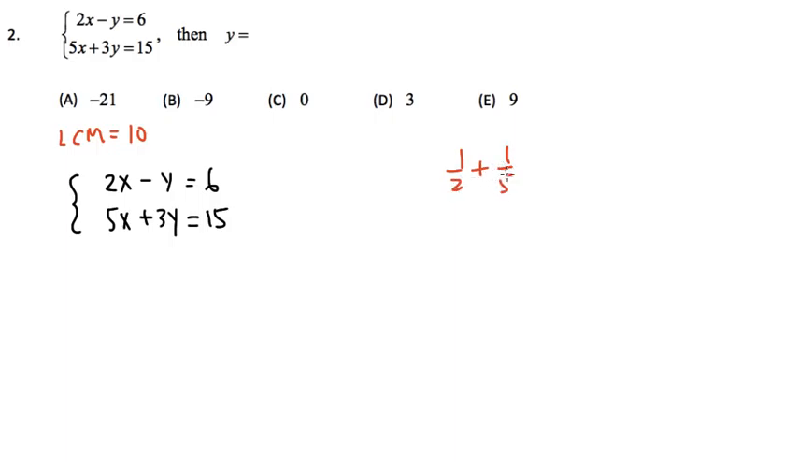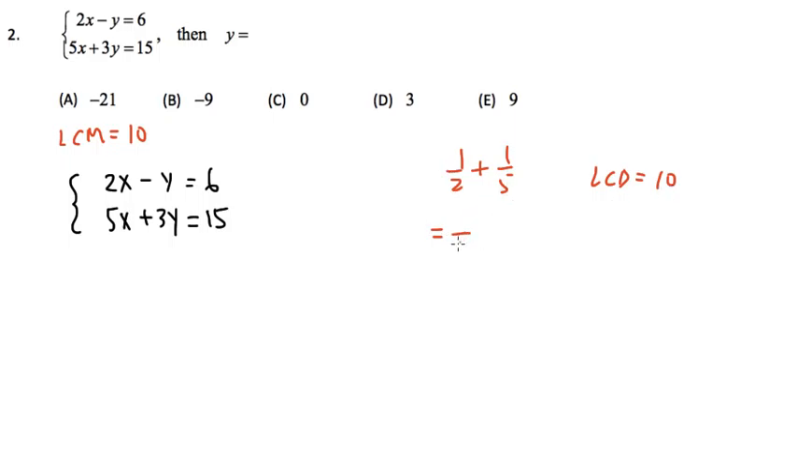Let me just ask you this question on the side. What's 1/2 plus 1/5? What's the first thing that we have to do? We have to get the LCD first, the lowest common denominator, and that's equal to 10, because 2 goes into 10 5 times, and 5 goes into 10 2 times.